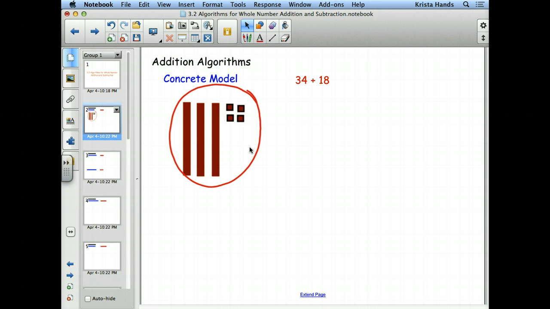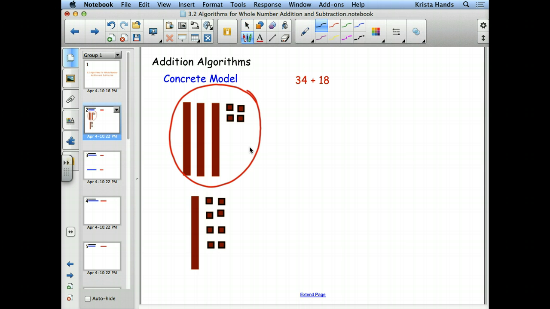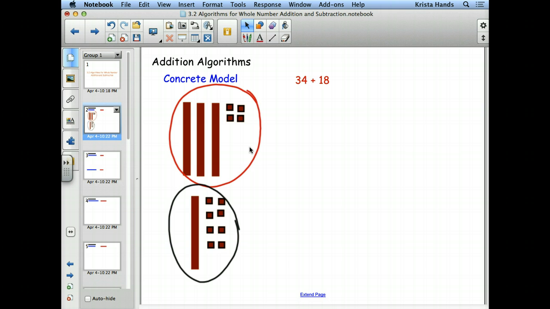That's one set. And then we have the other set that's 18. What should 18 look like? One long and 8 units, right? This is the second set representing the number 18. And what we want to do is combine these together.